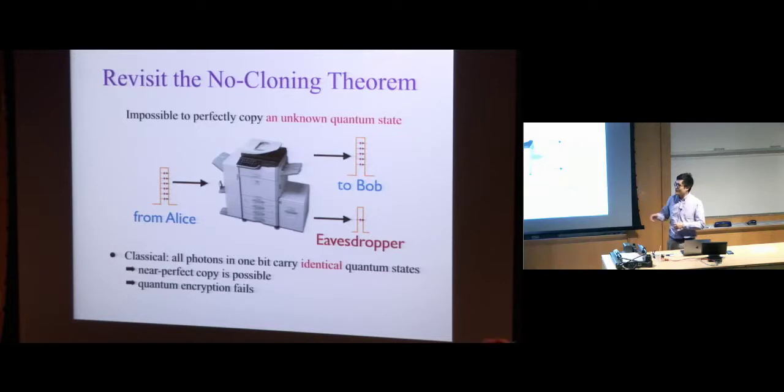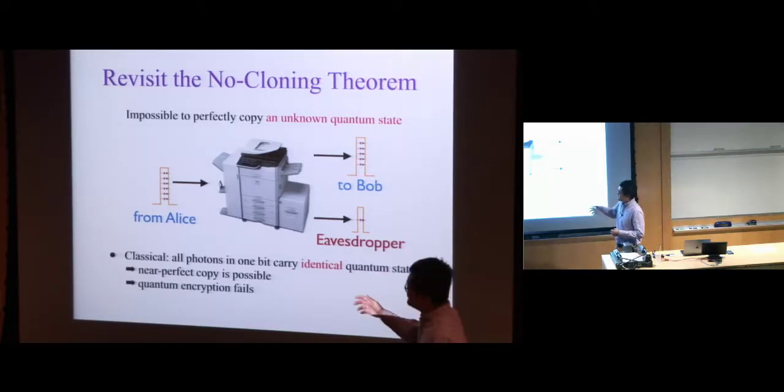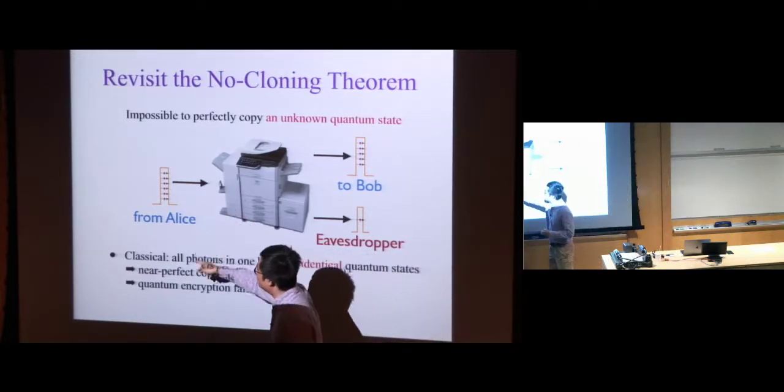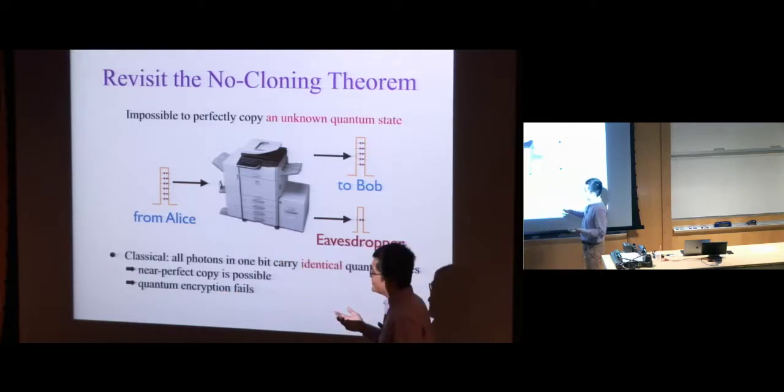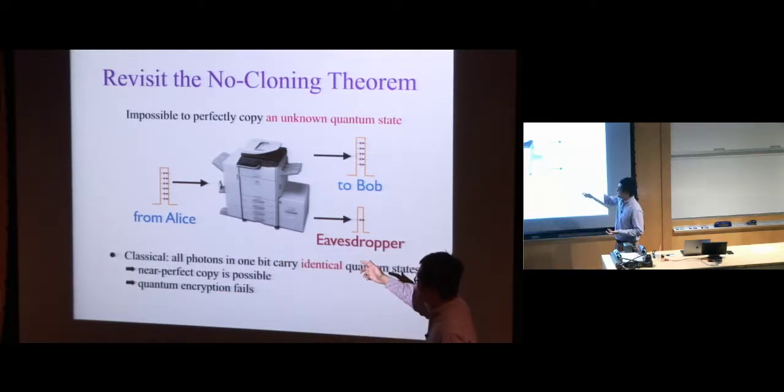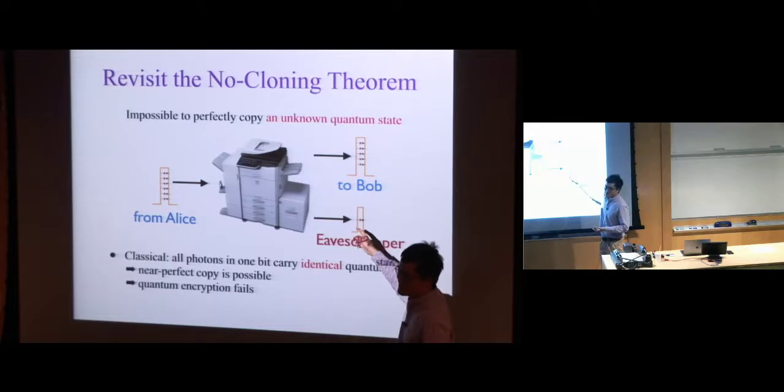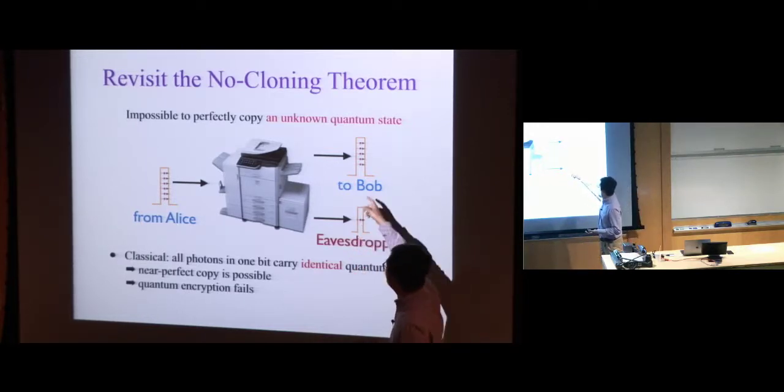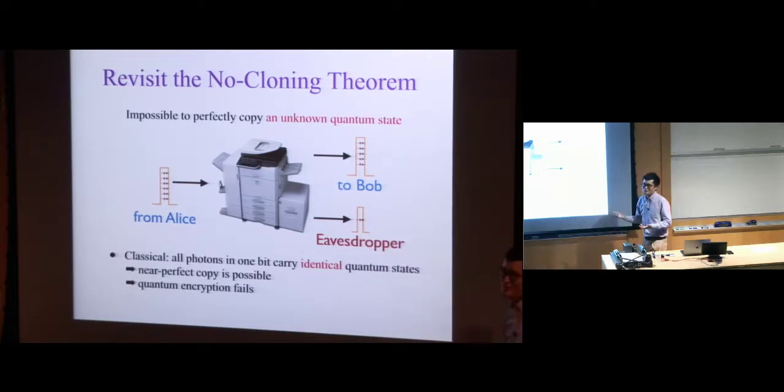Just to illustrate, if you have so many photons carrying the same quantum state, the cloning is very simple. The eavesdropper just splits off one photon, which carries exactly the same quantum state as all the photons that Bob received, so the security is completely broken, because Eve is able to duplicate the state of these photons without introducing any disturbance.